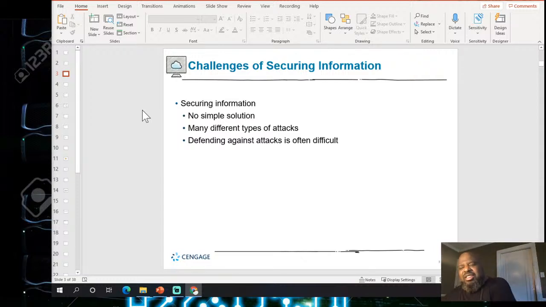I'm just teaching Security Plus Chapter 1 over the net to see how that would feel and look. So, no simple solution, many different types of attacks. Defending against attacks is often difficult, right? I always get upset that the red team gets all the love. You get the hackers, the Swordfish, the movies, but defending against attacks is often difficult. Now we're talking about nation states. How do you defend your computer system against nation states?